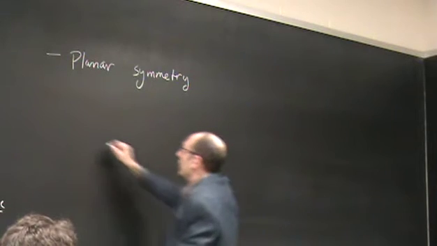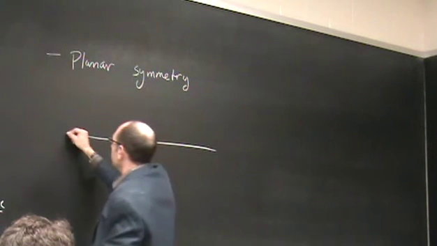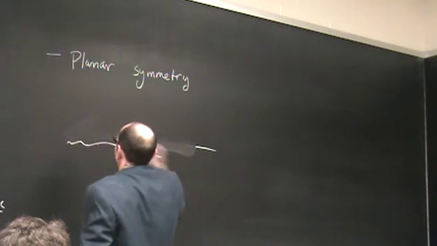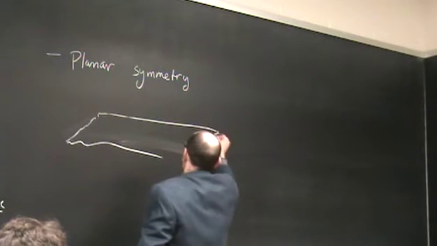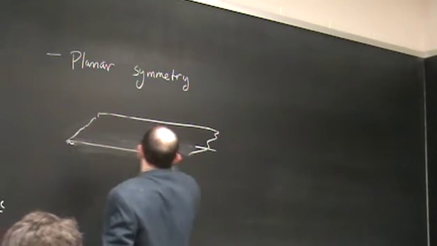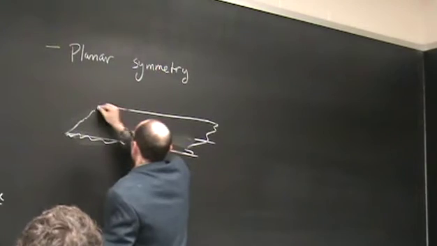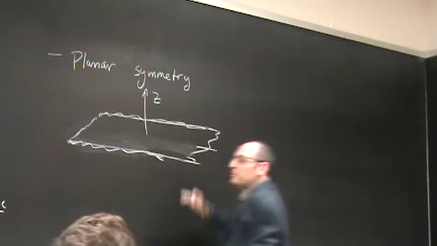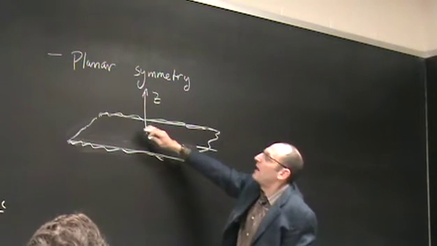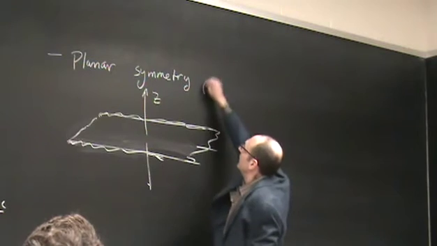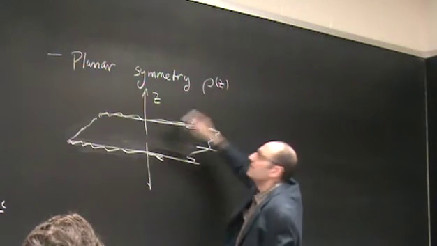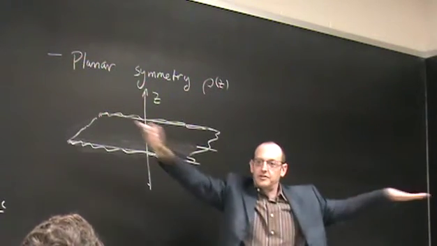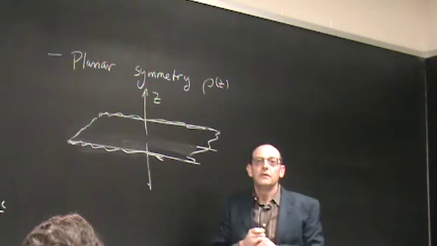So here we have some kind of... I can never draw perspective very well, but I'll do my very best. The point here is that my charge distribution depends only on Z and is independent of X and Y. It's a constant, infinite charge distribution in X and Y. Okay?